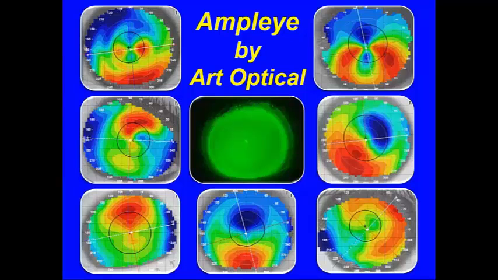Okay, and here's another question. Do you have to compensate the base curve for central clearance if you change the periphery of the lens?